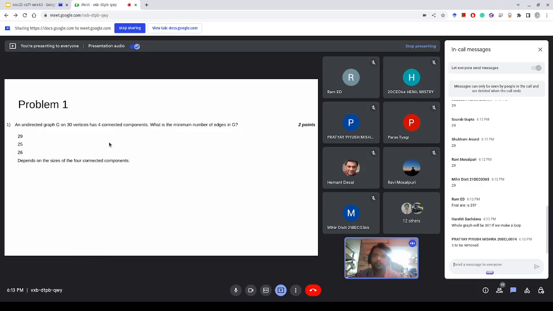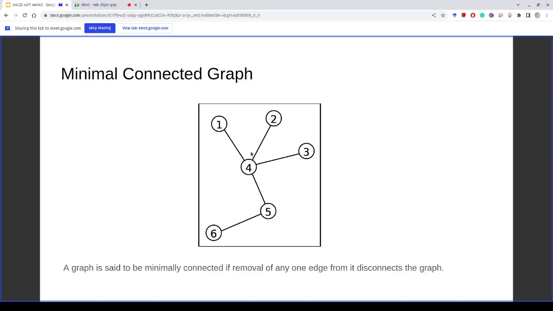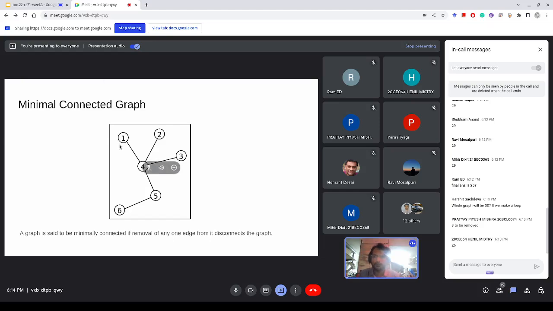You get it? So if you look at the example graph that we have here, for example we remove the edge 2 to 4, then we basically have 2 connected components. One connected component is 1, 4, 6, 5 and 3, and another one is 2. You remove one more, let's say 3 to 4, and you get 3 connected components. So now if you want 4 connected components, you basically have to remove 3 edges, and yeah, the answer will be 26.